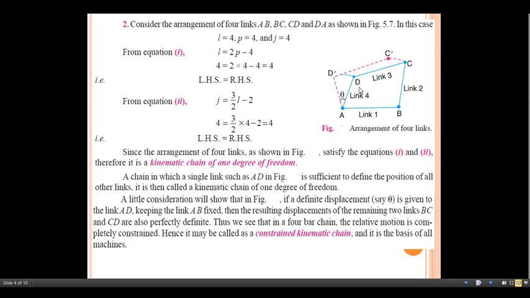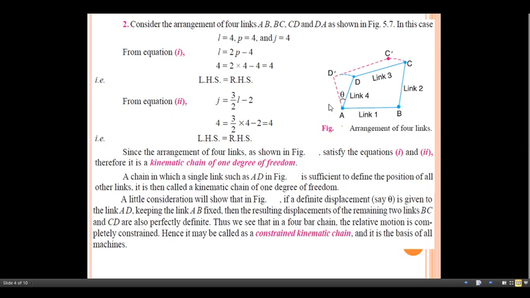So if a definite displacement, say theta, is given to link AD, keeping the link AB fixed, then the resulting displacements of the remaining two links, that is BC and CD, are also perfectly definite. Thus, we see that in a 4-bar chain, the relative motion is completely constrained. Hence, it may be called a constrained kinematic chain, and it is the basis of all machines.